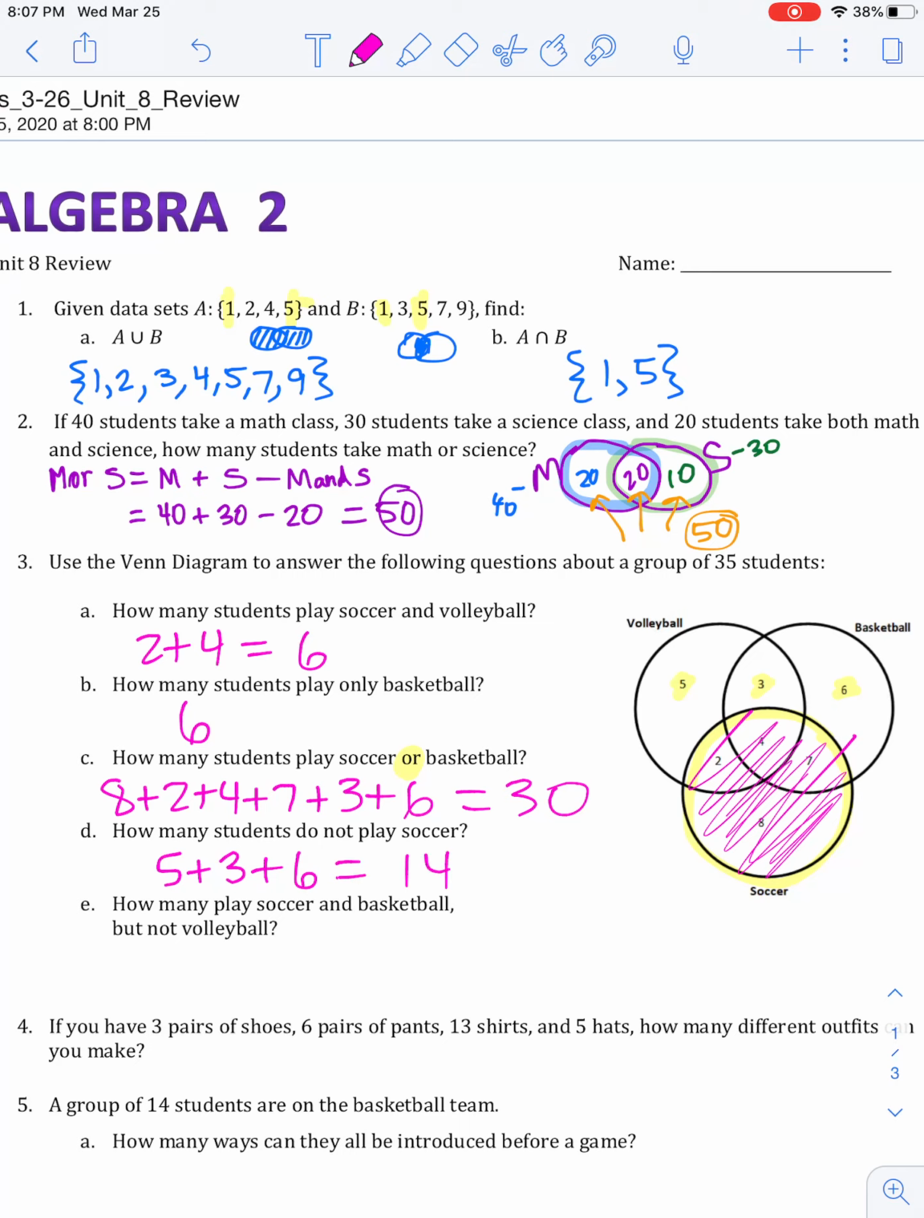All right, how many students play soccer and basketball but not volleyball? So starting over with my work here, soccer and basketball. Here's soccer and basketball. So the overlap is everything I'm highlighting here where the 4 and 7 are, but not volleyball. Well, volleyball is where the 4 was. So really I just want that 7. All right.